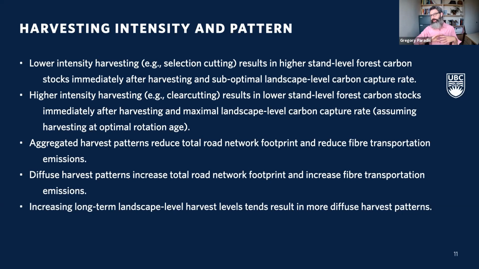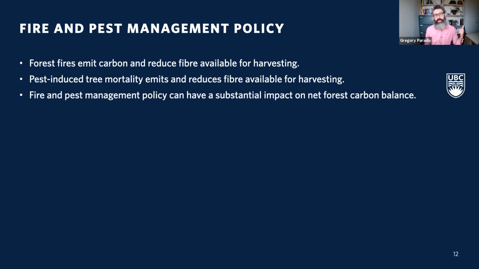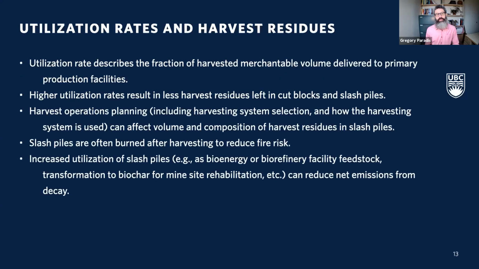And when you have a highly dispersed harvest pattern, you definitely have to build more roads. So there's going to be more transportation, more road impacts, and that's going to have an impact on carbon. Forest fire and pest management policy is going to change how much of the forest you allow to burn. And we have a lot of control over that, but we can't always afford to do anything about it.